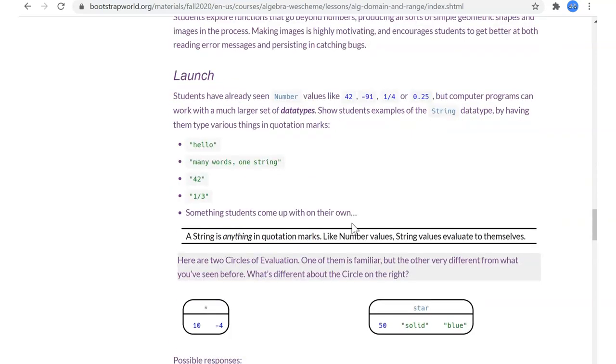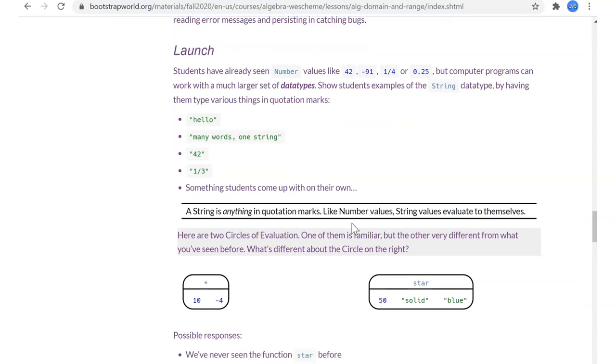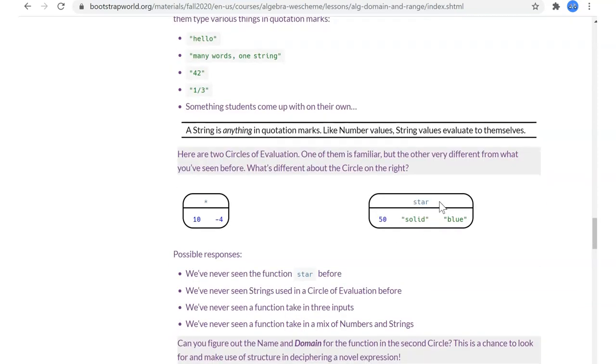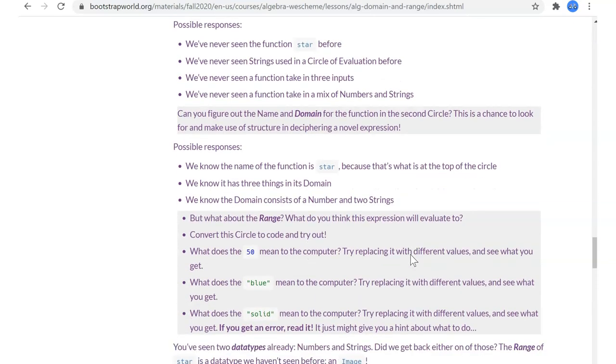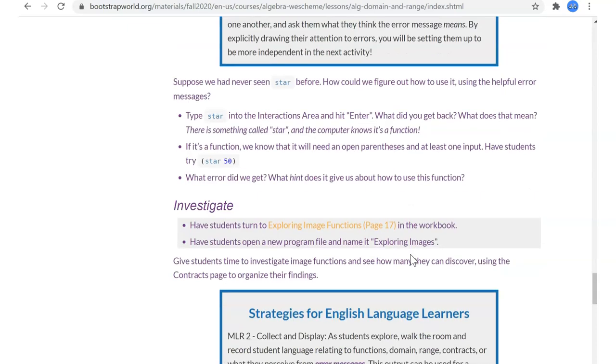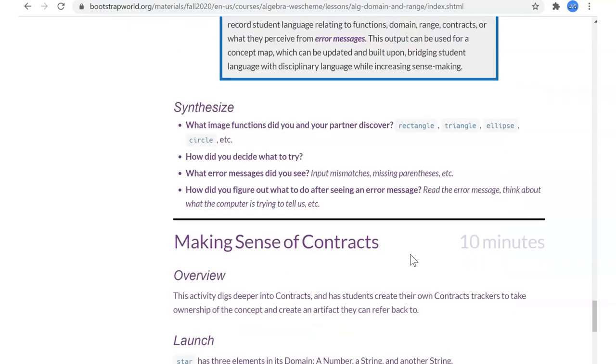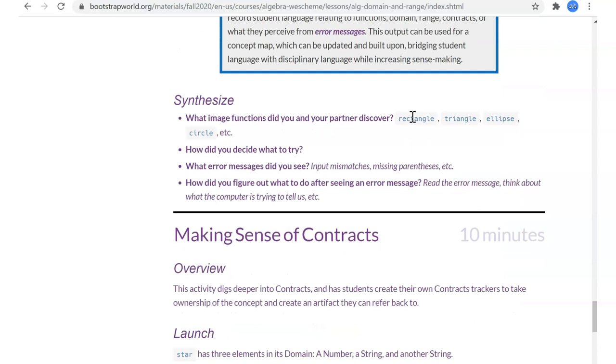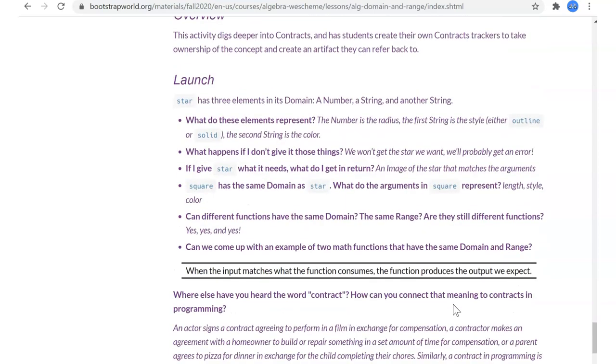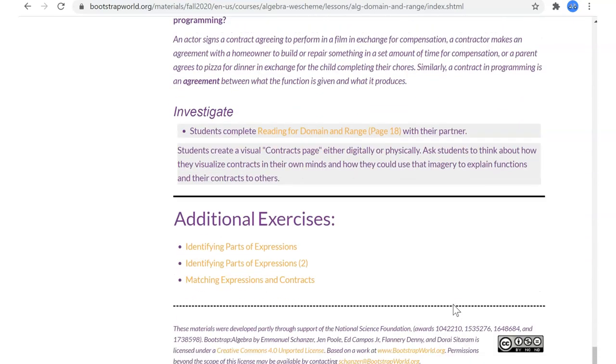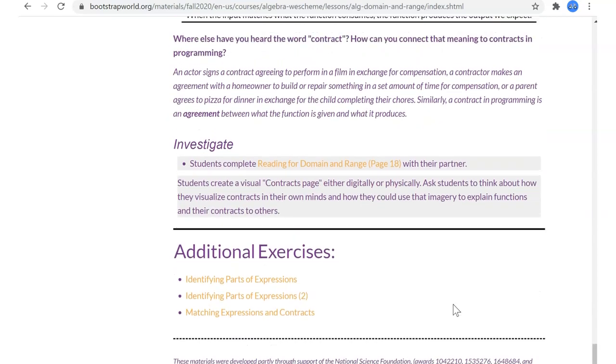We also got to branch out. Instead of just these numeric functions, we also learned about image functions. So we talked about star, and you discovered several functions on your own. You got more practice with circles of evaluation and practice with some image type functions. So that's where we were last time.